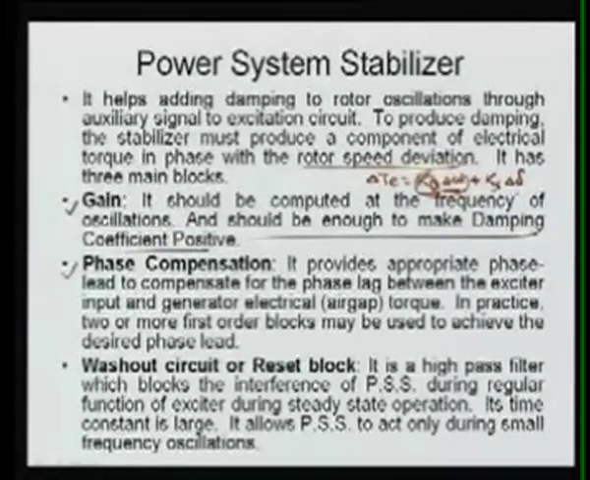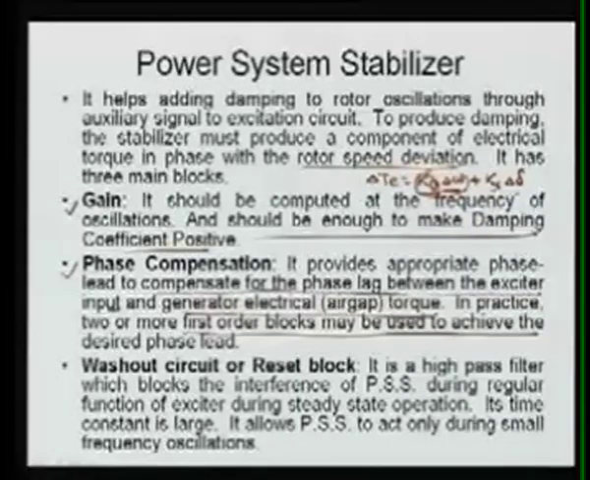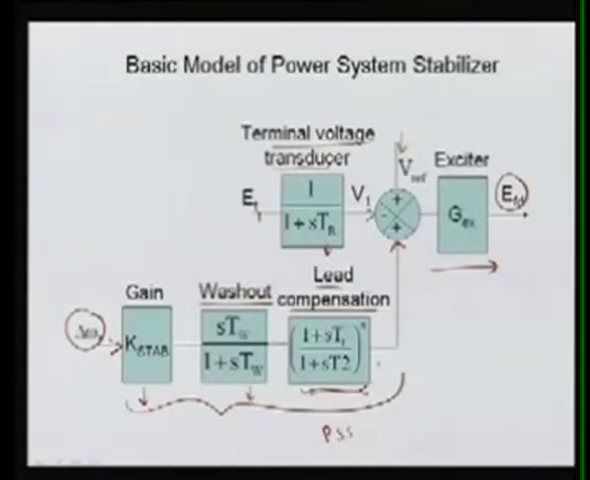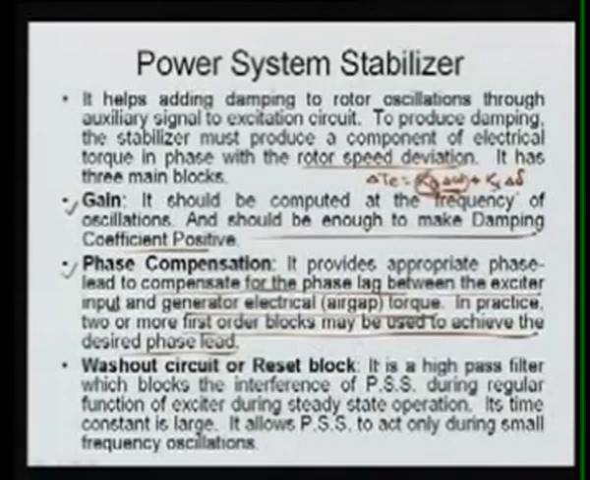Another is your phase compensation. Phase compensation provides the appropriate phase lead to compensate for the phase lag between the exciter input and the generator electrical air gap torque. In practice, two or more first order blocks may be used to achieve the desired phase lead. Normally we use one or two blocks for giving proper compensation.